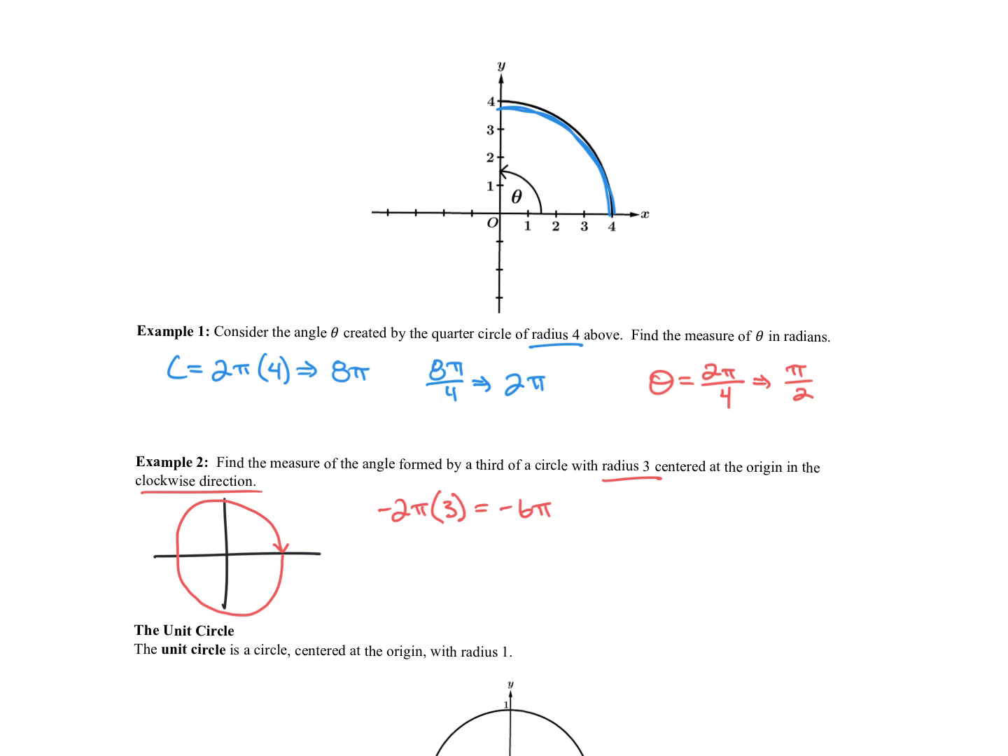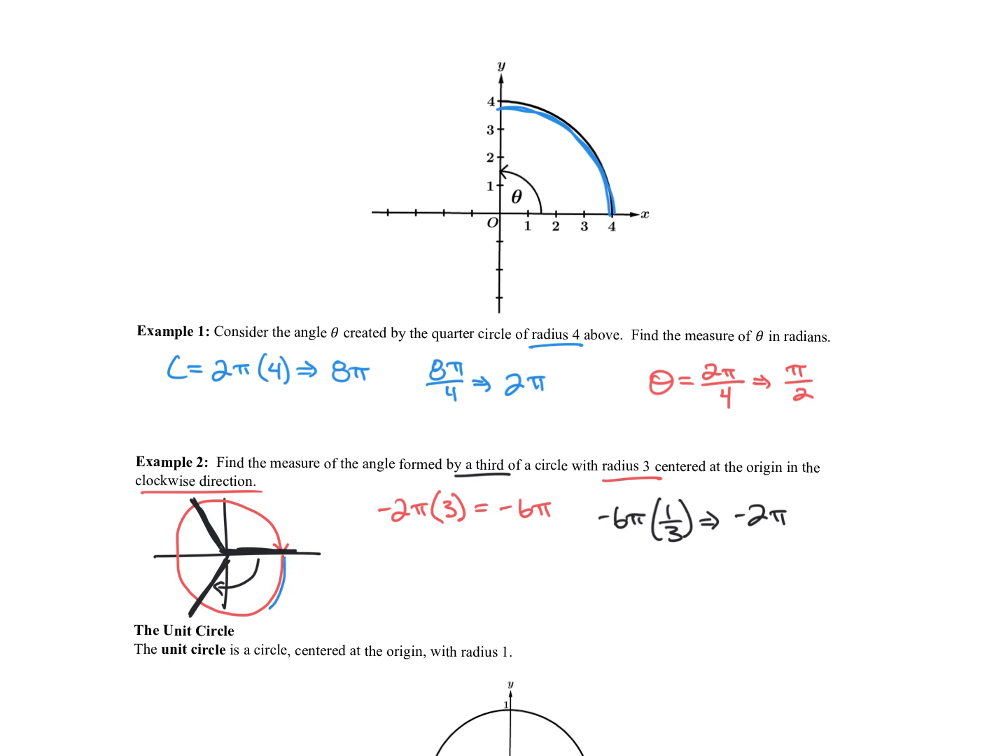Now, I want to take that and divide it by 3 because it says it's a third of my circle. So really, I'm going to have my terminal ray going a third of my circle. If I were to split this up, it'd kind of be that part right there. So now I'm going to have negative 6 pi times 1/3, which is negative 2 pi.